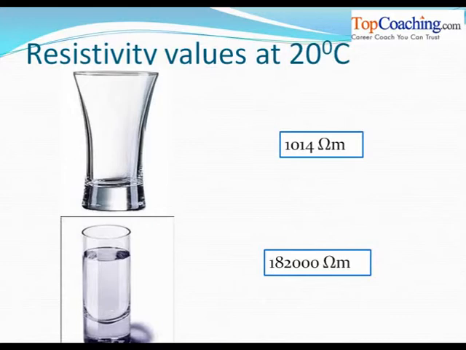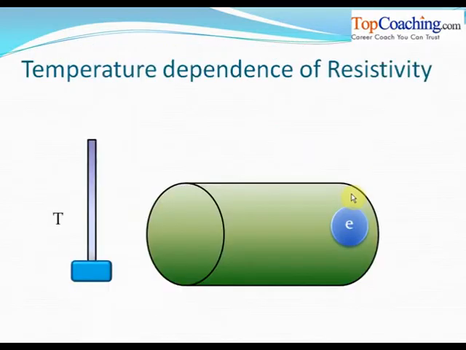So these were some resistivity values to give you an idea of how the resistivity values for conductors and insulators are like. And now that we've understood so much about all these concepts, let's move on to the next concept. Let's try to find out the temperature dependence of resistivity, because this is very important with respect to the IIT JEE syllabus.